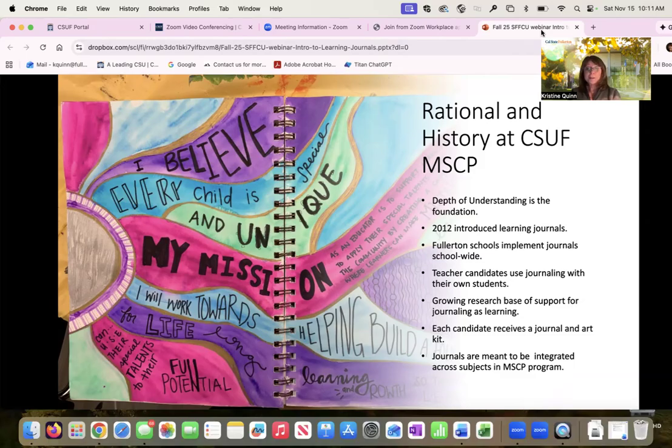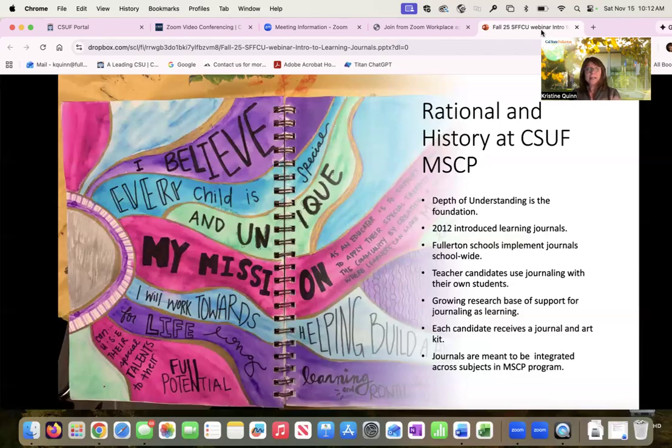So the goal is not only do we have our teacher candidates using it for their own learning, but that they take it to their K-12 classrooms to use with their students. That is the purpose. There's a growing research base of support for journaling as learning. All you have to do is Google the topic of art journaling as a learning process, and you're going to see that there are many, many resources that support the idea that there is a positive correlation between art journaling and the learning process.